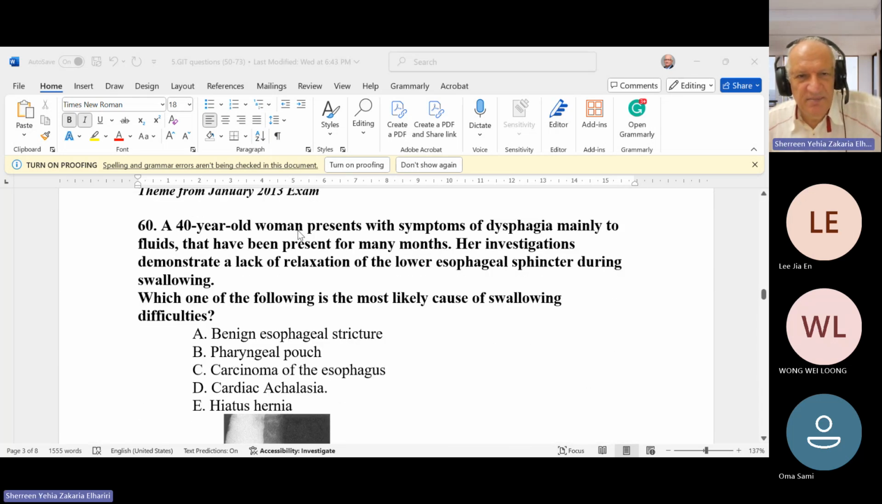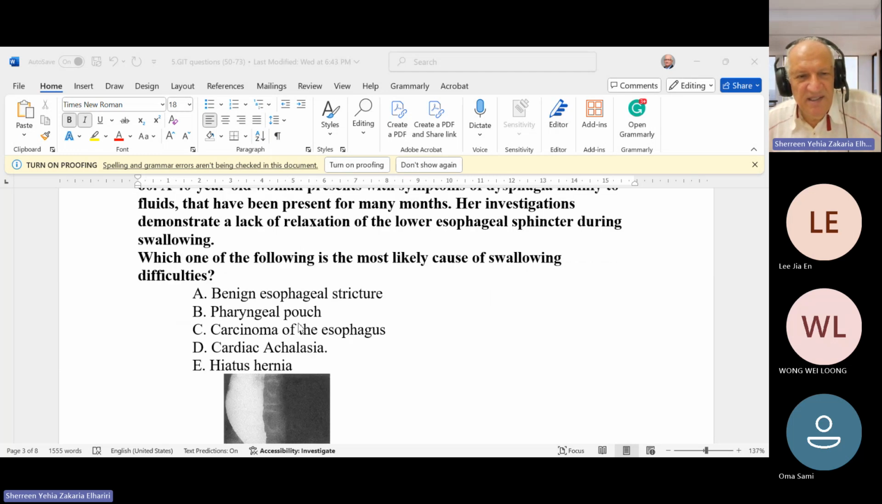A 40-year-old woman presented with symptoms of dysphagia mainly to fluid. So it is important to know here, it is mainly to fluid. She has been presenting for many months. Her investigation demonstrates lack of relaxation of the lower esophageal sphincter during swallowing. Of course, an investigation demonstrating lack of relaxation is usually something called a manometric study. It is present in most big hospitals in Malaysia. We did esophageal manometry, which makes a curve where you can see the pressure in different areas, and it gives you the picture.